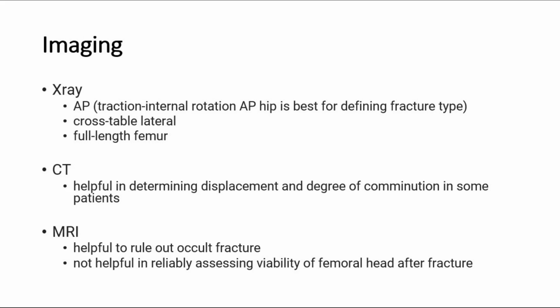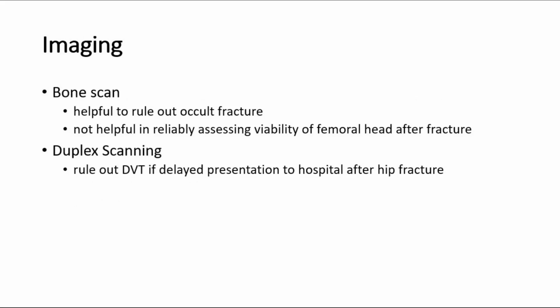For imaging, hip X-ray AP, lateral, and full-length femur can be done. CT may be helpful in determining displacement and degree of comminution in some patients. MRI may also be helpful to rule out occult fracture, however not helpful in reliably assessing viability of the femoral head after fracture. Bone scan may be helpful to rule out occult fracture, but not helpful in reliably assessing viability of the femoral head after fracture.